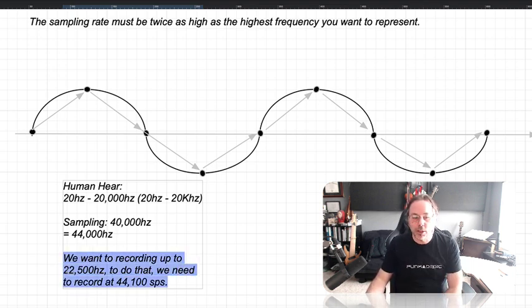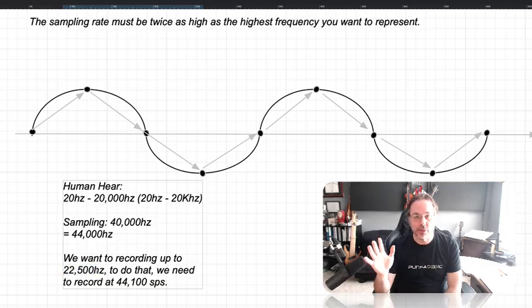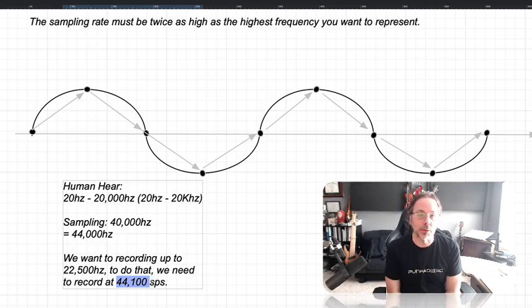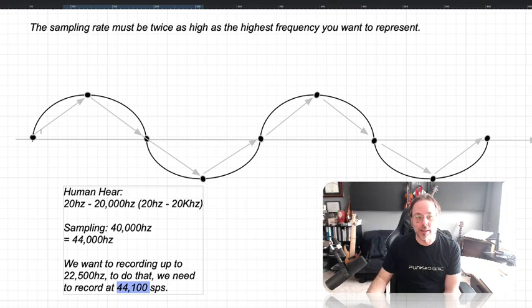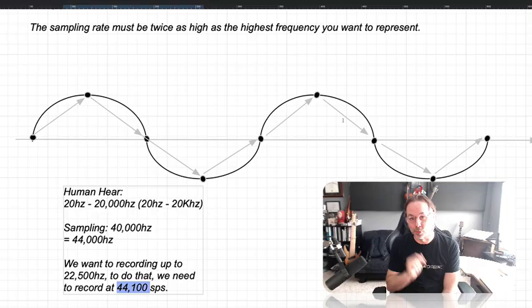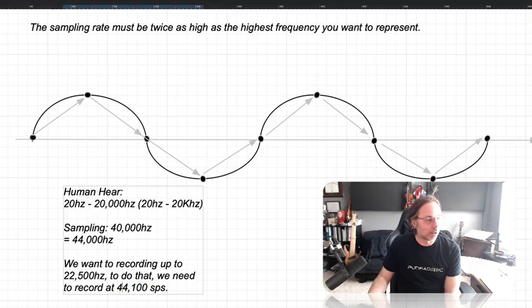So if we want to record 22,500 hertz as the highest frequency that we're going to be able to record, that's a little bit higher than pretty much anybody can hear, then we need a sampling rate of 44,100 samples per second, according to the Nyquist theorem. That gets us one sample per cycle of a waveform moving that fast. So that's why we're at 44,100 samples per second.